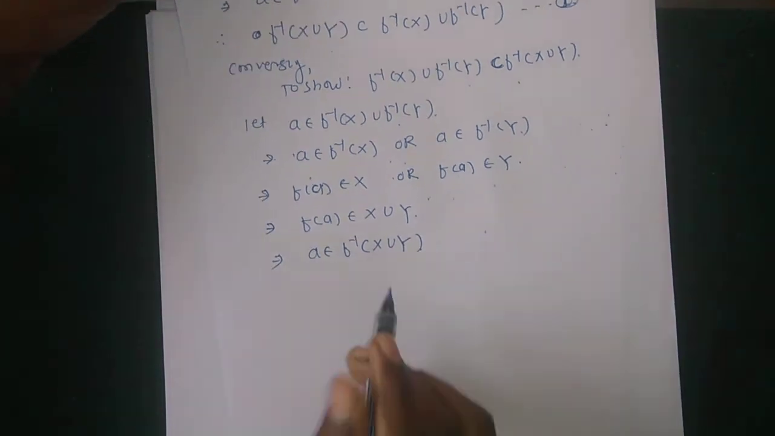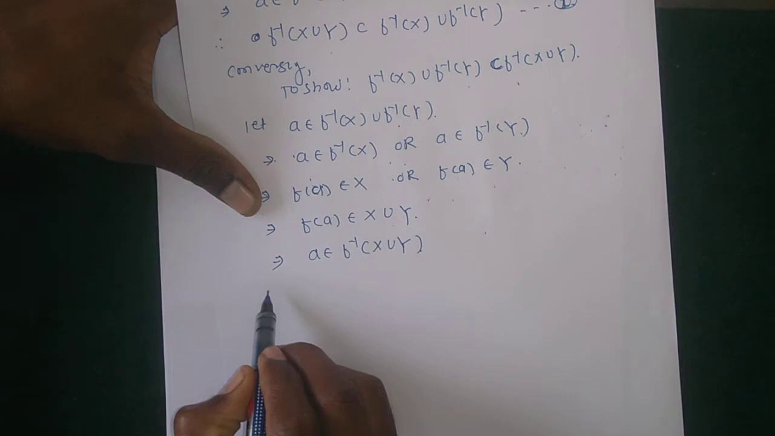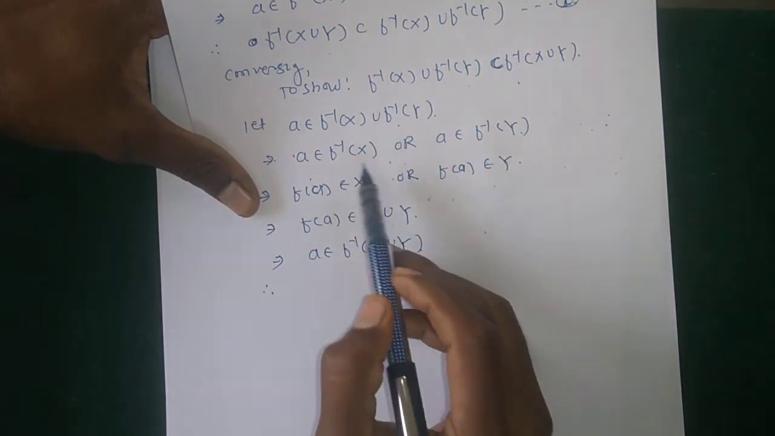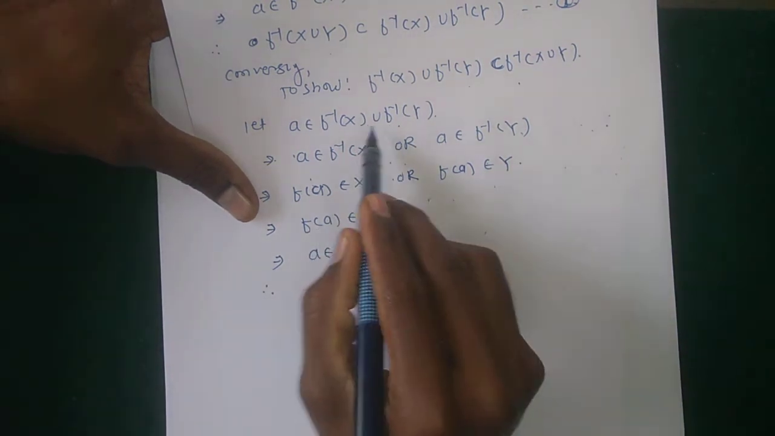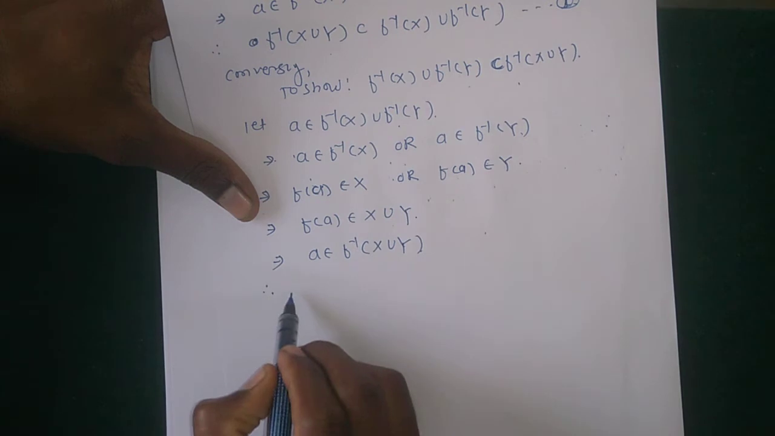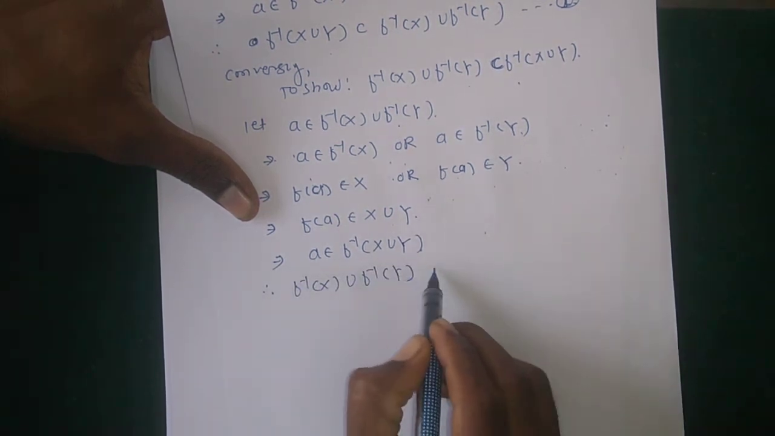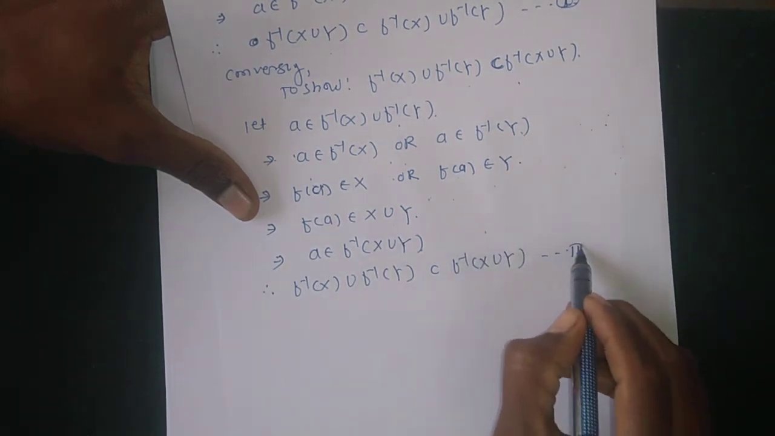This implies that a belongs to the inverse image of X union Y. Therefore a is an element of f inverse of X union Y. Therefore this is a subset of this set. Therefore f inverse of X union f inverse of Y is a subset of f inverse of X union Y, and this is equation number 2.